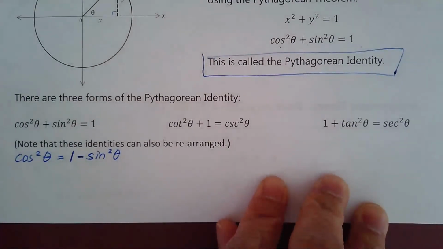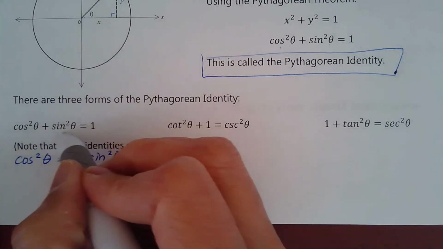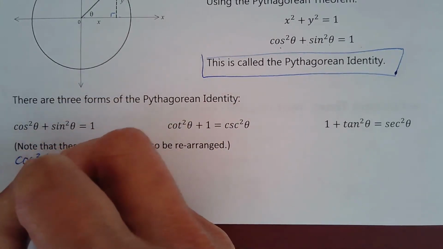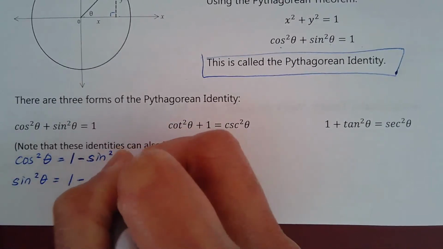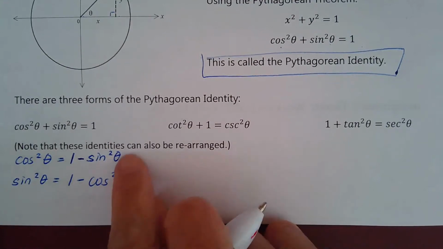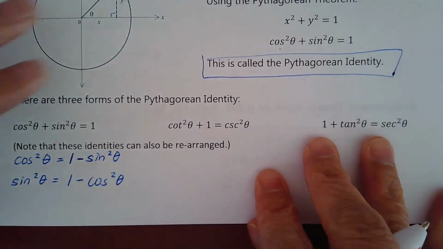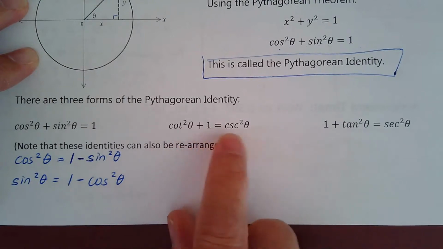Okay, so the other version of this is when we have the sine squared theta isolated. So we can say sine squared theta is equal to 1 minus cos squared theta. Okay, so just looking at the different versions after we did the rearrangement. Now here, this one, cotangent squared theta plus 1 is equal to cosecant squared theta.